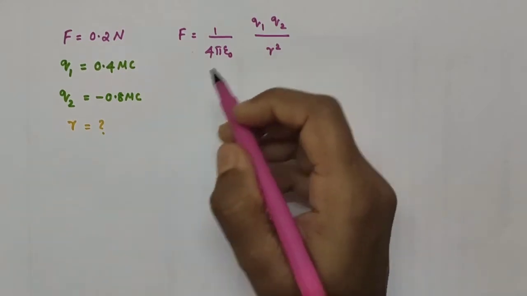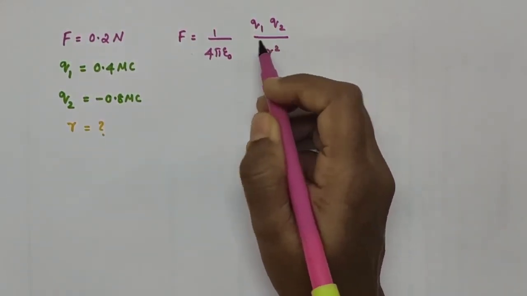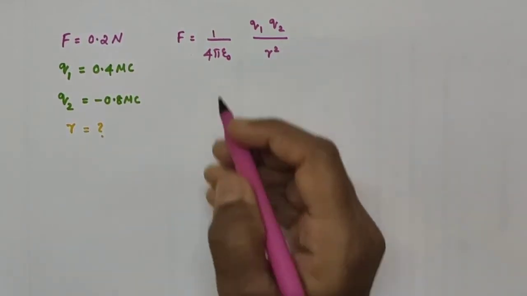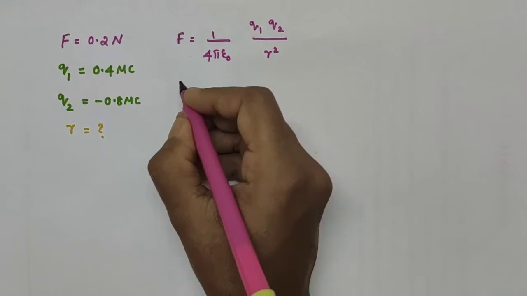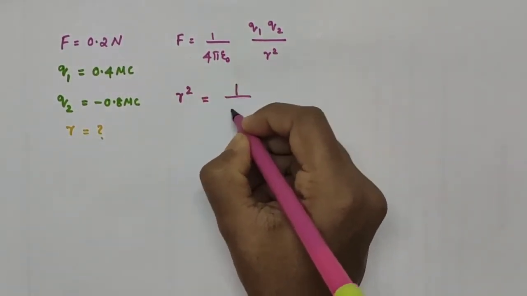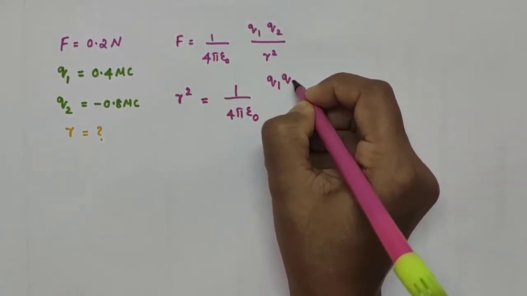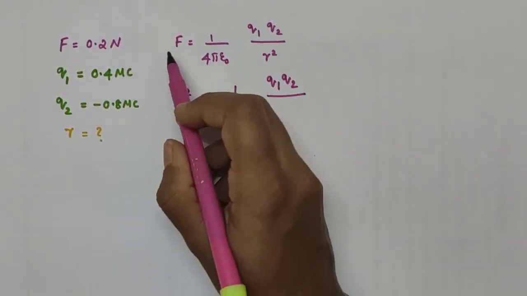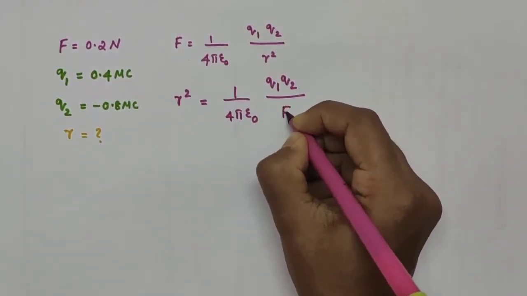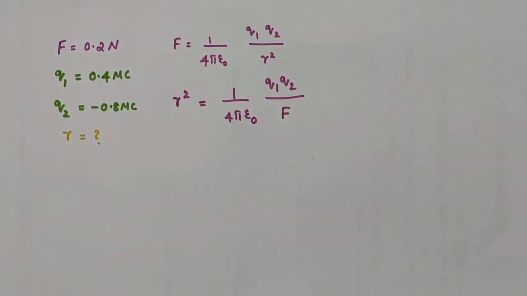Now, we rearrange this formula to get the equation in terms of r, which is the distance between the two spheres. I am taking this r square to this side, so it becomes r square is equal to 1 by 4 pi epsilon 0, which is already here, Q1 Q2, which is also here. Then I am taking this F to this side, so that comes to the denominator, so divided by F.